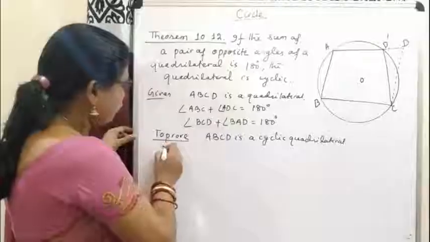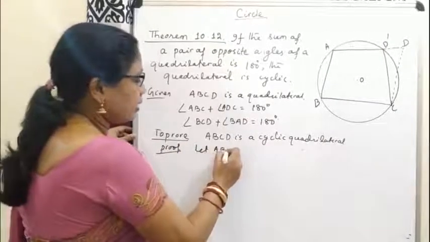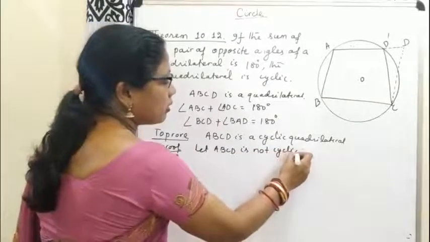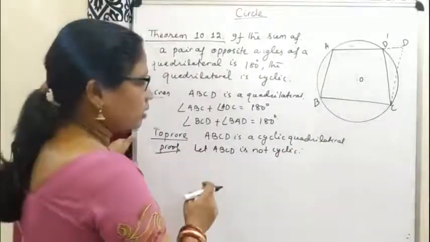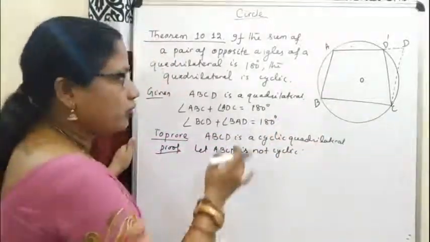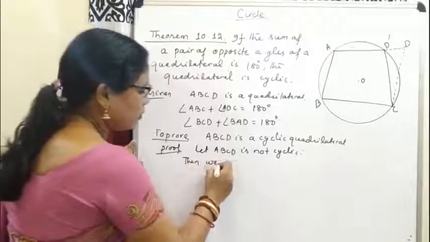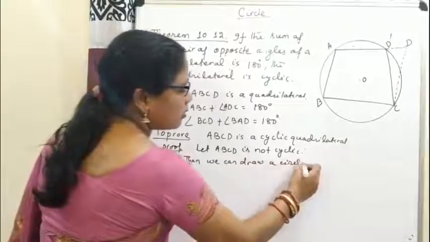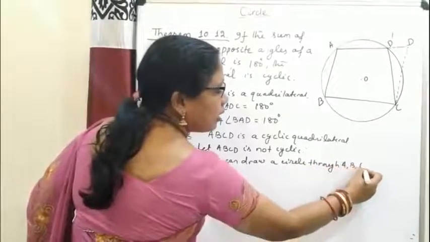Then proof. Let ABCD is not cyclic. That means A, B, C and D points are not present on a circle. So if we take three non-collinear points A, B and C, we can draw a circle through A, B, C. Then we can draw a circle through A, B and C.